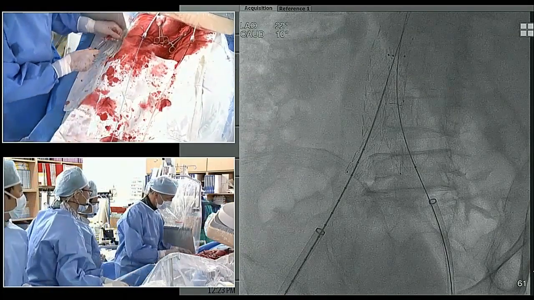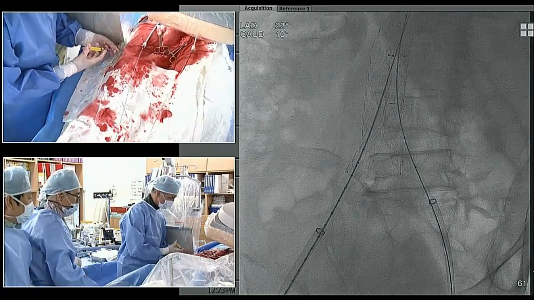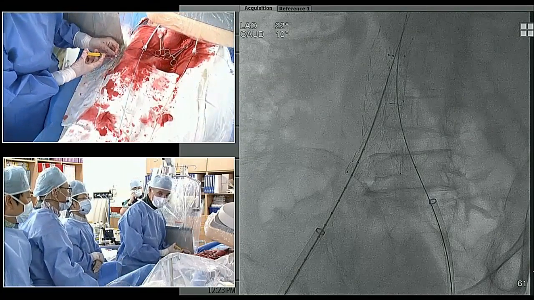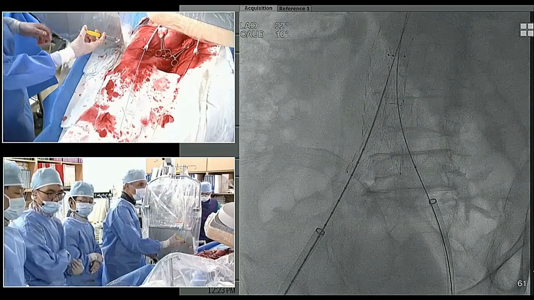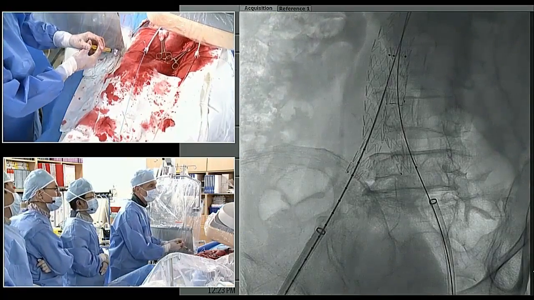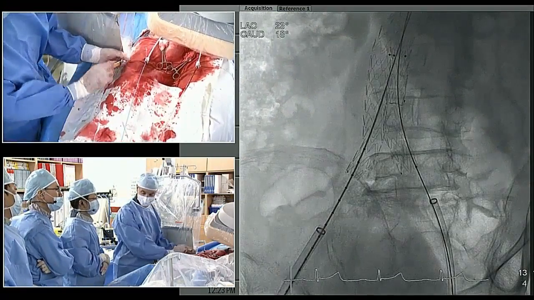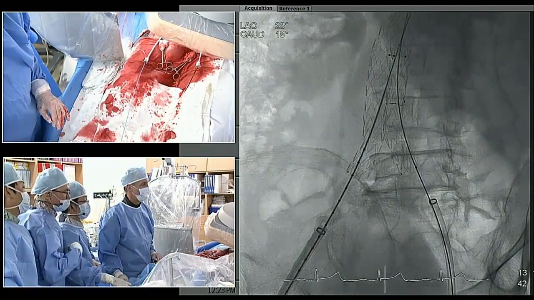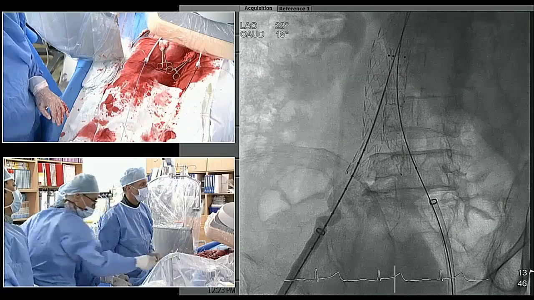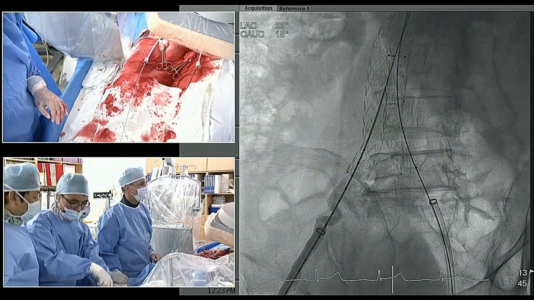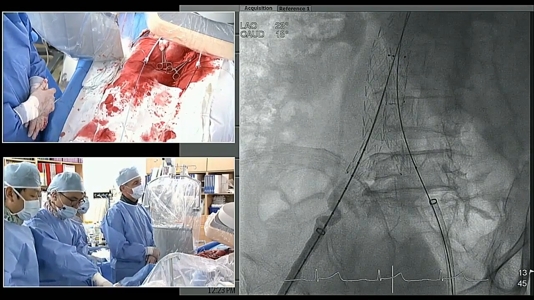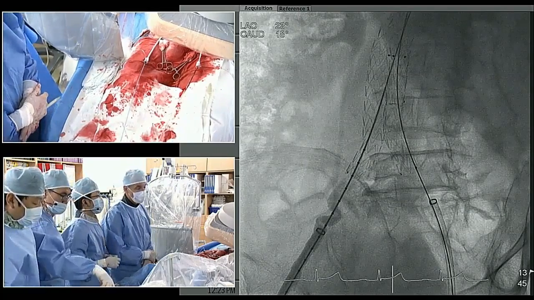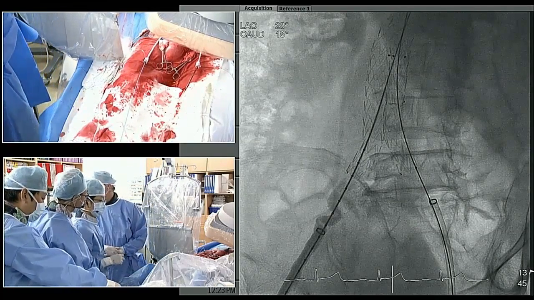Beautiful. So I'm going to go ahead and inject here, Bob, and let's go non-subtracted, no subtraction. Got a little flush there. Mostly saline. There it is. So, I mean, it's maybe 1.5 centimeters. Do we need to do anything with that?